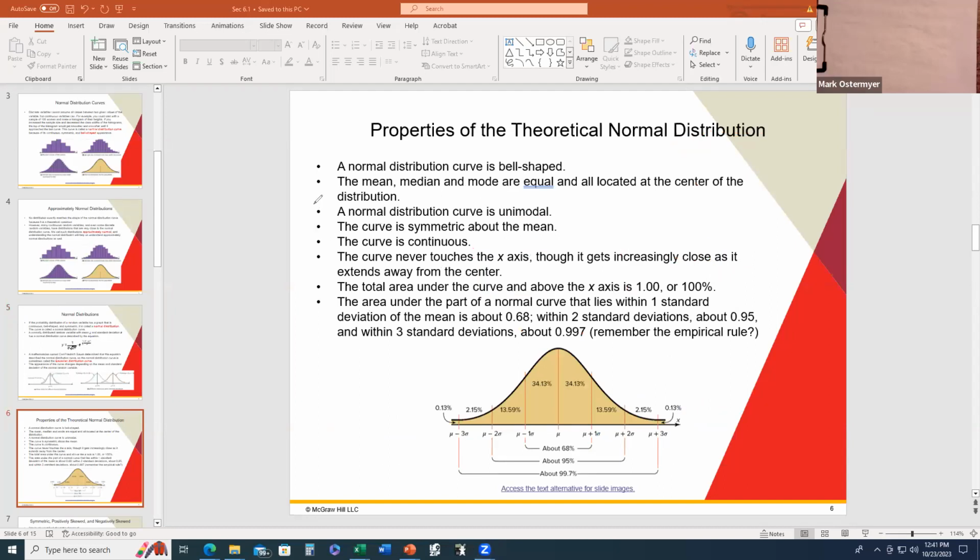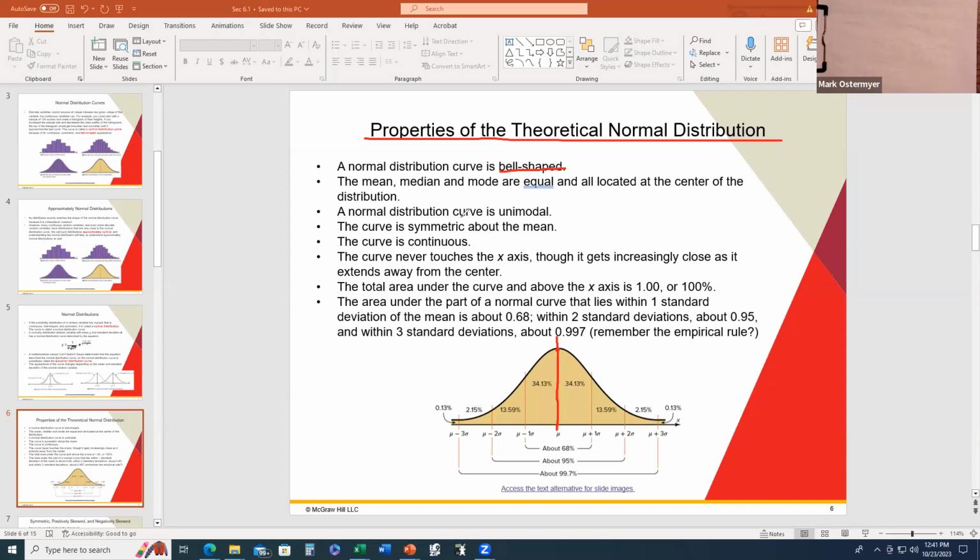Okay, now these are all properties that normal distributions obey or enjoy. All normal distributions are bell-shaped. So the highest point of the bell-shaped curve or graph occurs in the middle and drops off with equal frequency to the left and to the right of that point. The mean, median, and mode are all equal and all located at the center of the distribution. So the mean, median, and mode would be this value right here.